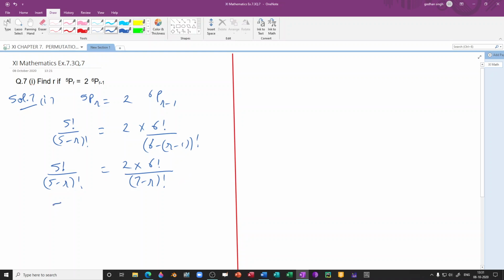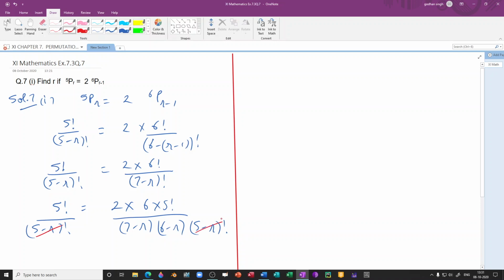So 5 factorial as it is, 2 into 6 factorial we can write as 6 into 5 factorial, and in the denominator this is 5 minus r whole factorial, and to the right hand side we can write it as 7 minus r into 6 minus r into 5 minus r whole factorial. Now both sides in the denominator we can cancel out 5 minus r whole factorial. Then in the numerator we can cancel out 5 factorial.